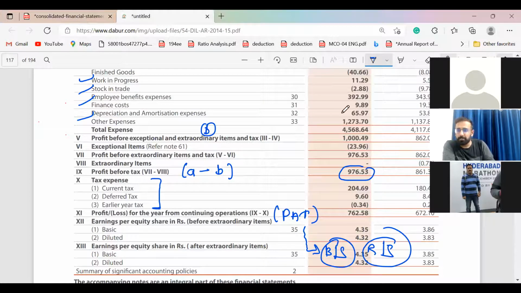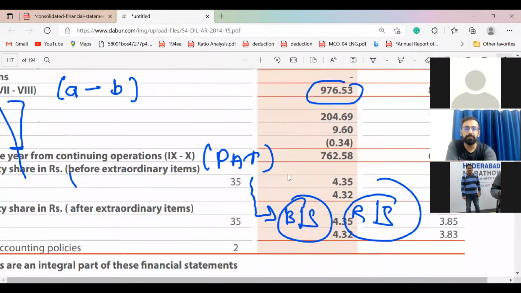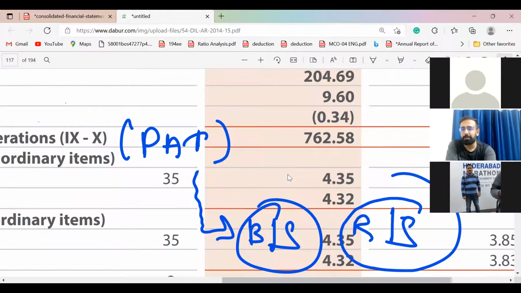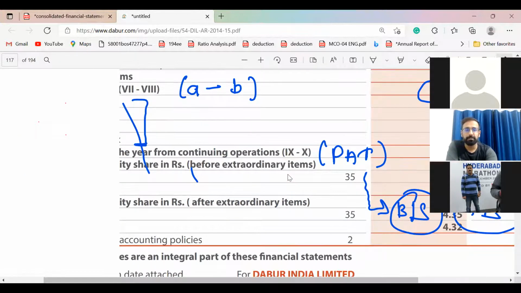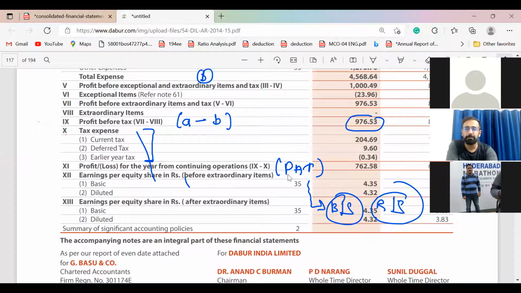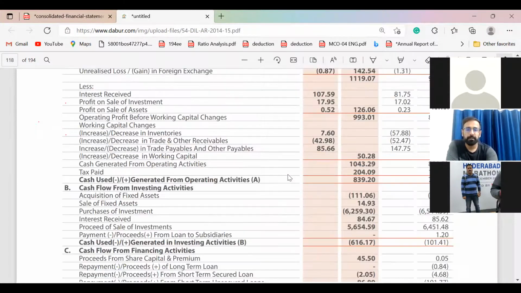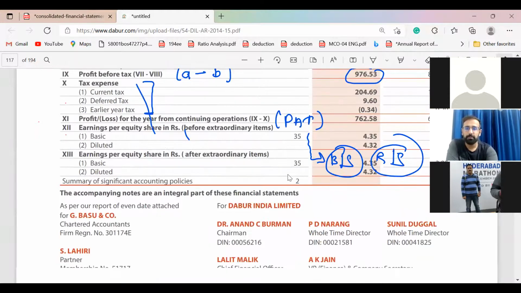the normal profit and loss account, which you usually prepare, right? If you can see here, we have calculated profit after tax. Now this profit after tax will be transferred to the reserve and surplus account, right? Here we have seen profit after tax is given as 762.58 crore, right? Now where will we be transferring this amount? Definitely we will be transferring this amount to the reserve and surplus account. So I will show you the reserve and surplus account. Just wait. We will check the amount first. It is 762.58 crores.